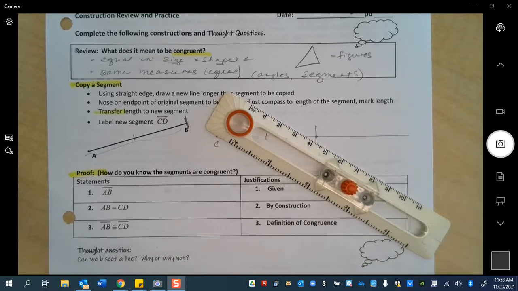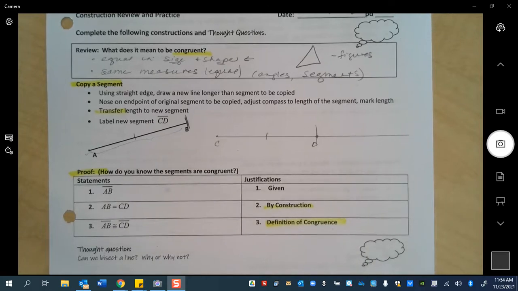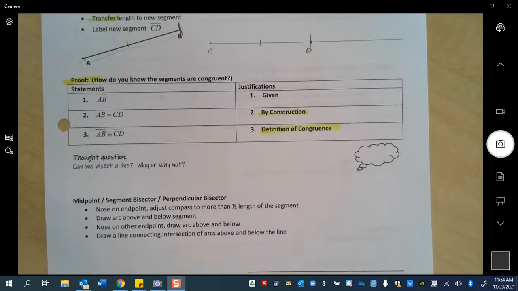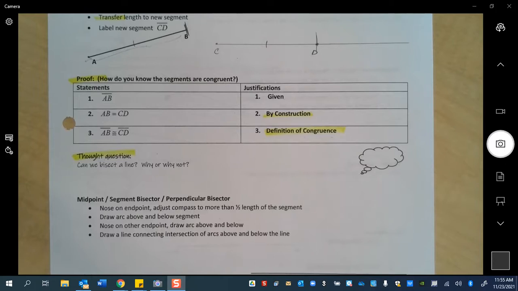It's a simple proof, but there are some big ideas here. First of all, this by construction, and then we're reminded of our definition of congruence. All right, so here's a thought question for you. Can you bisect a line? Why or why not? Turn and talk to your group. What are your thoughts on bisecting a line? Yes or no?